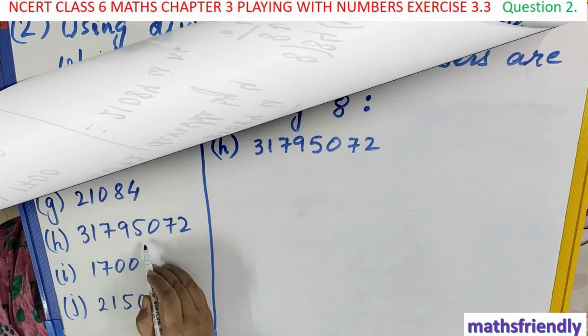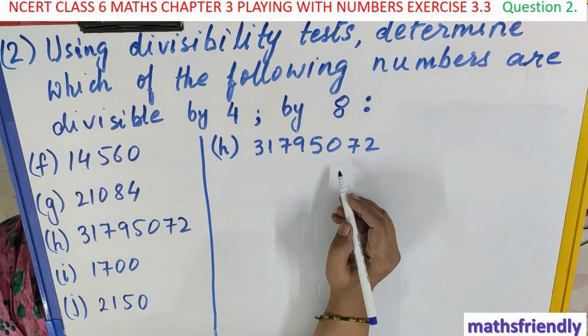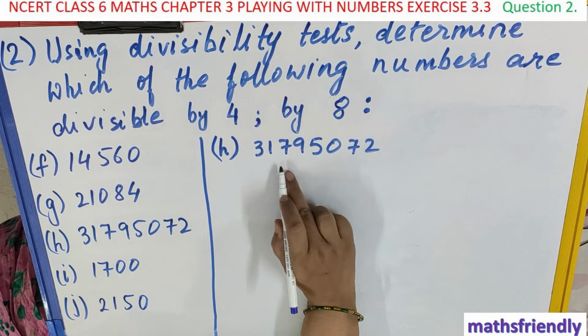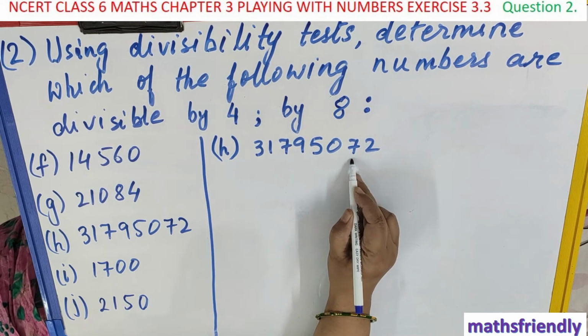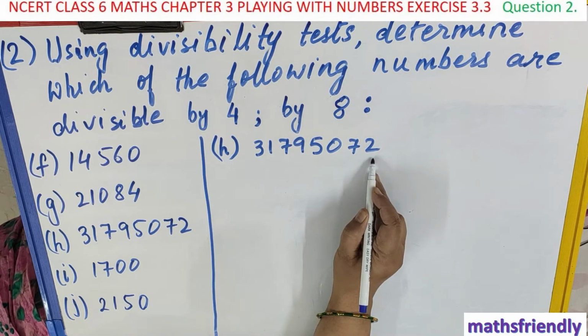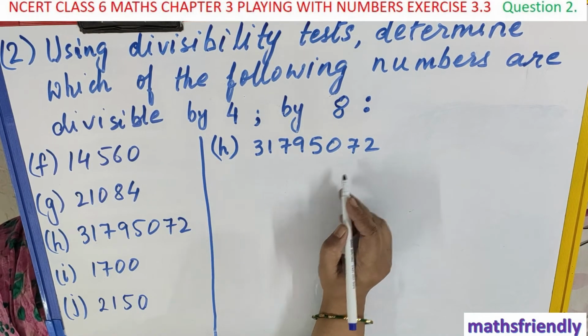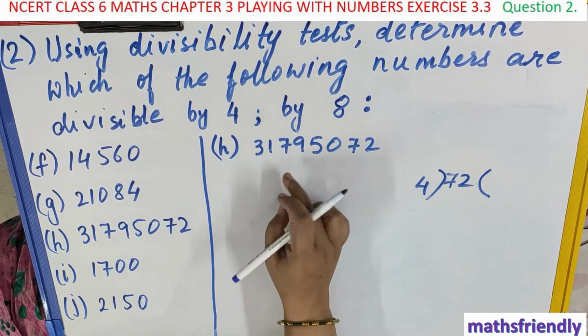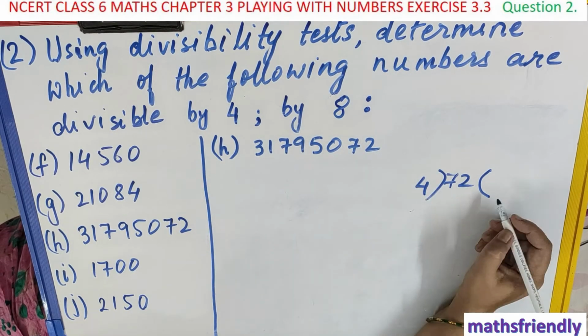Now let us do question number J. So we have to check whether this number is divisible by 4 or not. For this we have to see the last two digits, the number formed by the last two digits. If this number 72 is divisible by 4, it means that the complete number is divisible by 4.